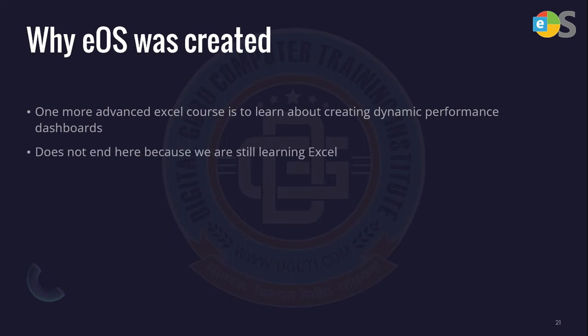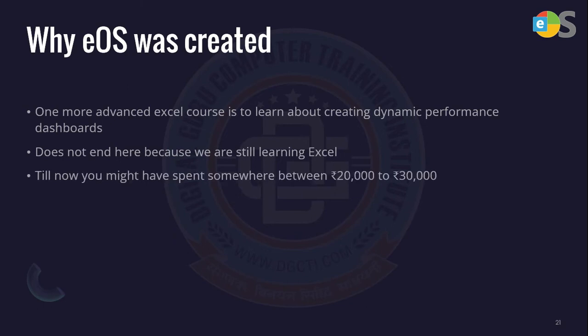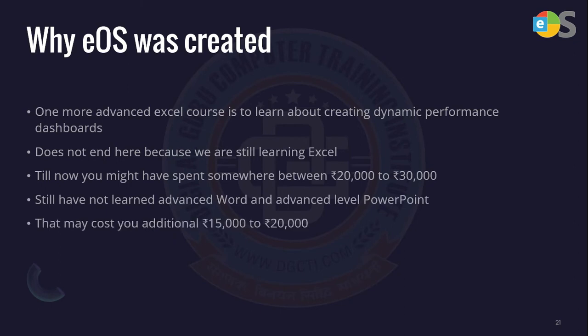It does not end here because we are still learning Excel. After getting through all these courses, until now you might have spent somewhere between 20,000 rupees to 30,000 rupees, and you still have not learned advanced Word and advanced level PowerPoint. That may cost you an additional 15,000 rupees to 20,000 rupees.